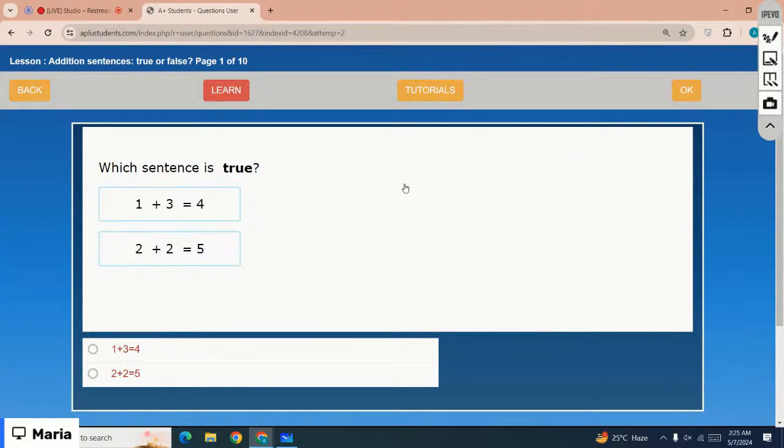The correct option is that 3 plus 1 equals 4. Option number A is the correct option, right? That is 1 plus 3 equals 4. Which sentence is true? 2 plus 3 equals 5 or 2 plus 2 equals 3? Which is the correct option?